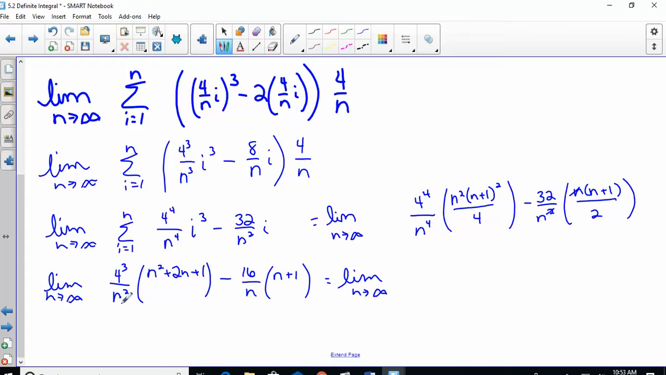Okay. So if I distribute this, 4 cubed is 64. The n squares would drop on this first term. Okay, 64 times 2. Or you could think of it as your 4 to the third times 2, if you kept it in that other notation, that's just your 128. One of those n's cancel.